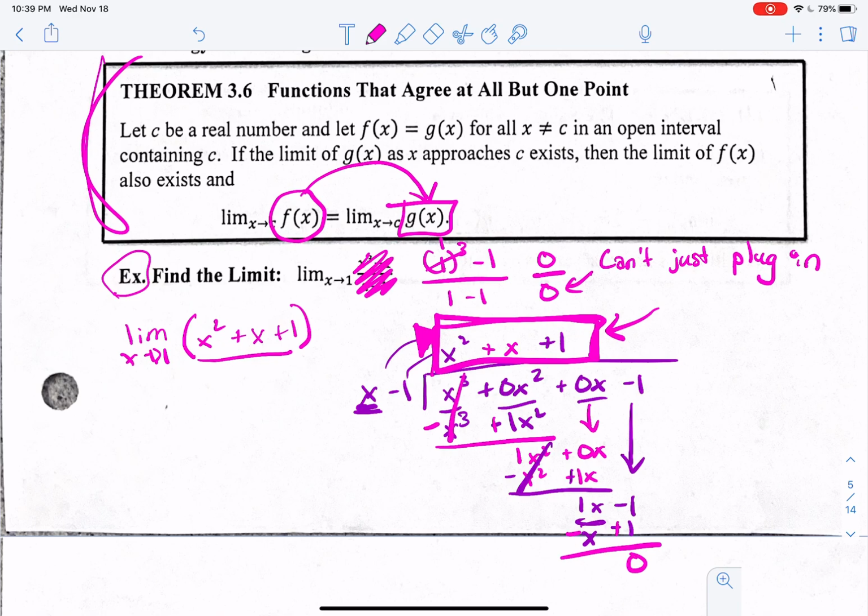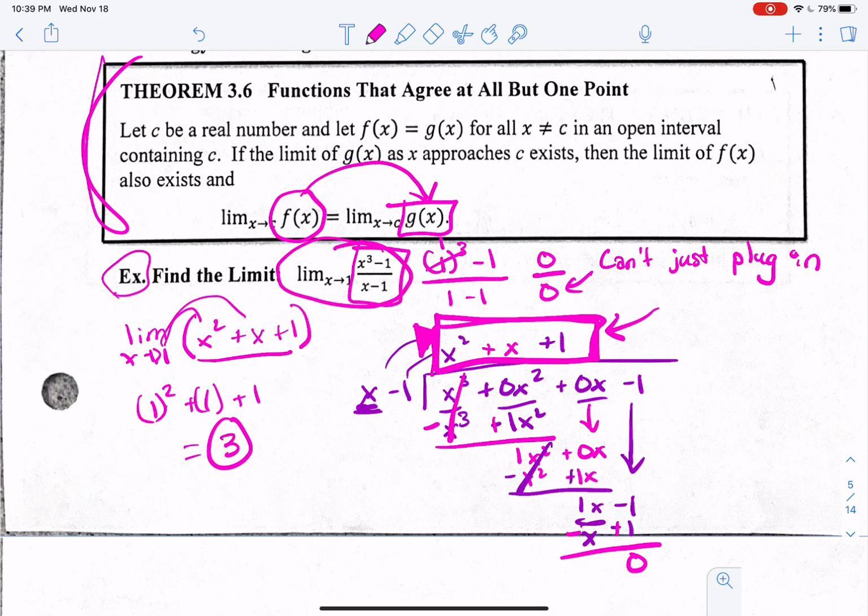And now I am able to plug that number in. So 1 squared plus 1 plus 1, that's just going to give me 3. So what I can conclude from that is, if I were allowed to plug 1 into this equation up here, and I didn't end up with 0 in the bottom, the y-coordinate that it would approach, the y value at the x-coordinate 1, would be 3, okay?